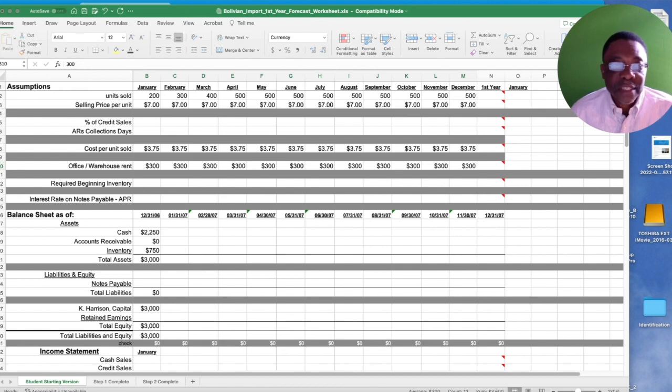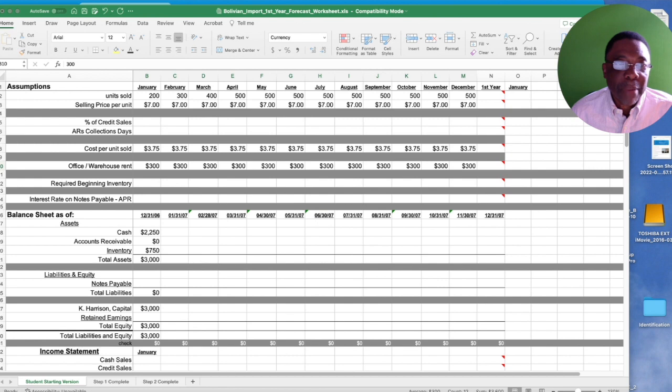But when we sell something on terms, in other words, we give the customer terms, we allow them to take the goods and we bill them later, then we don't get cash right away, and so that ties up cash for the business. How much we do in credit sales and how long we give the customer to pay is going to impact our cash flow.